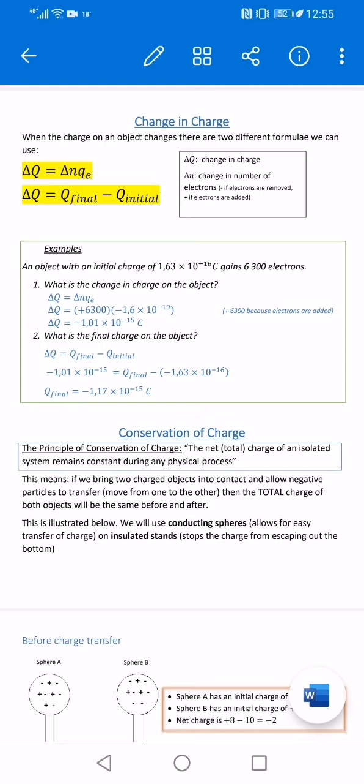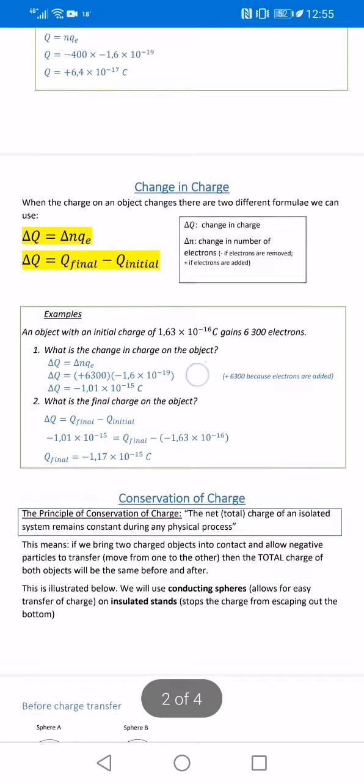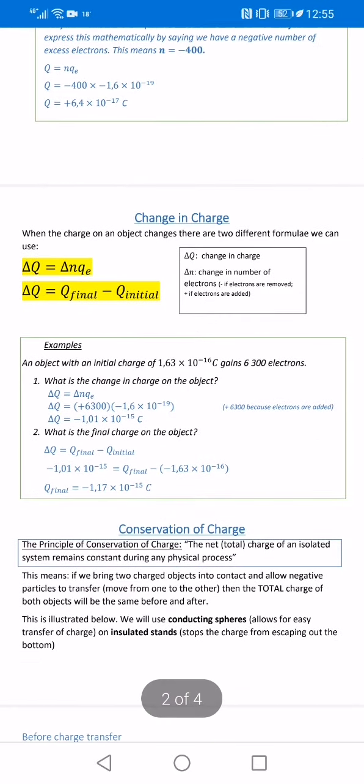So then it becomes plus. It's Q final plus that value, and we're solving for Q final, so we hop that one over and subtract it, and we get negative 1,17 times 10 to the negative 15 coulombs. Okay, so that's for quantization of charge and change in charge.